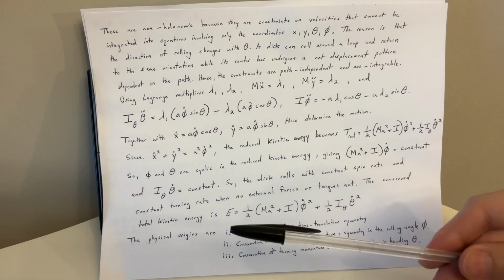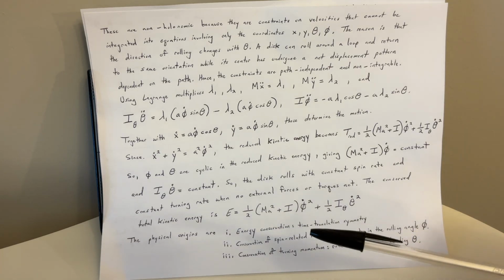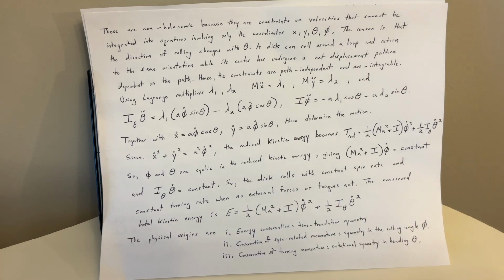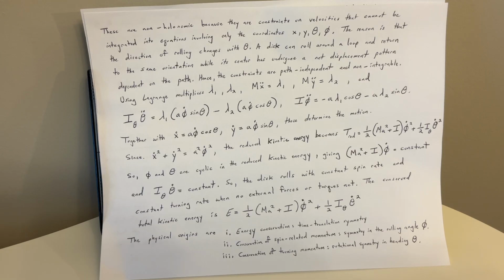So the conserved total kinetic energy is going to be E equals 1/2 times the quantity m a squared plus I, times phi dot squared, plus 1/2 I sub theta, theta dot squared. And so the physical origins are going to be, for 1, energy conservation, time translation symmetry. For 2, conservation of spin-related momentum, symmetry in the rolling angle phi. And for 3, conservation of turning momentum, rotational symmetry in heading theta.